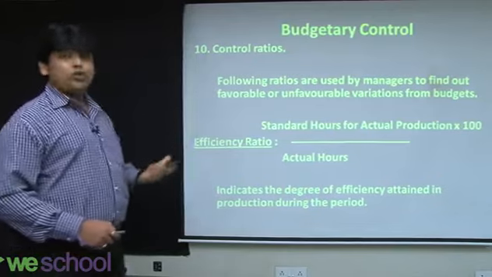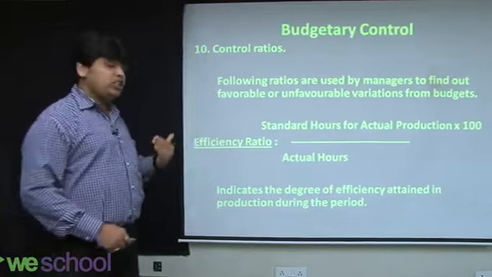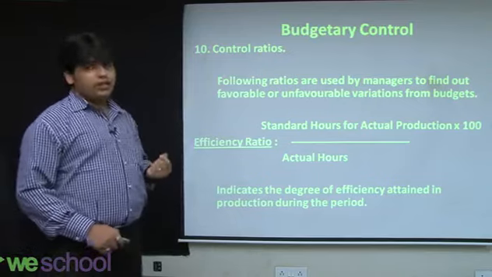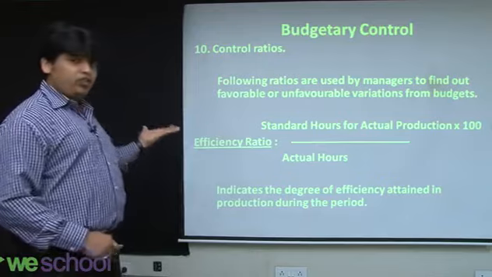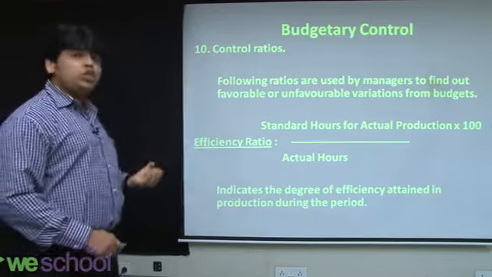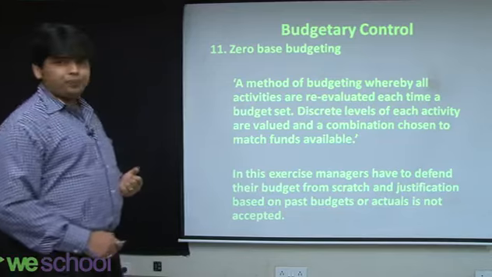Standard was 40 and actual is 100. That means my efficiency is not good. But standard is 80 and my actual is 60. The ratio is good. In the efficiency ratio, the higher the ratio, the higher the efficiency. The lower the ratio, the lower the efficiency.